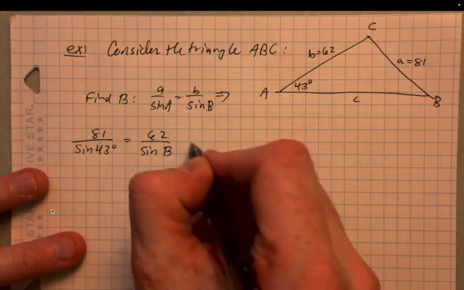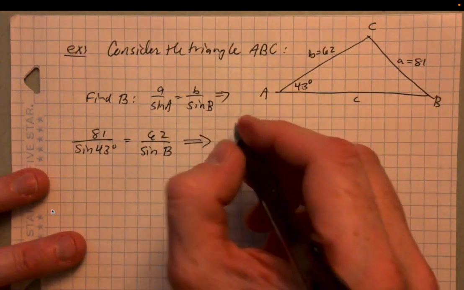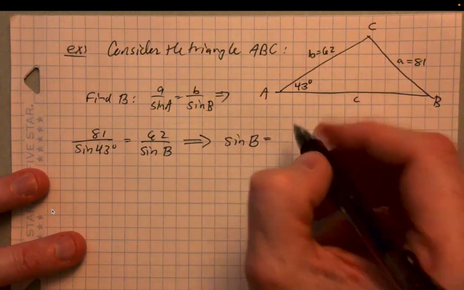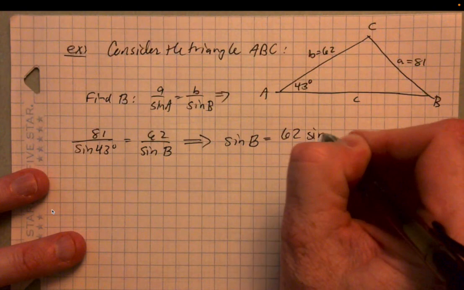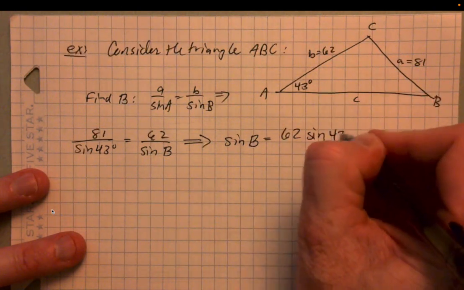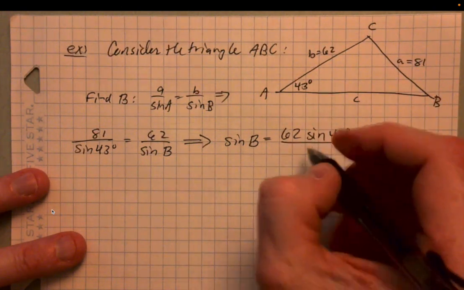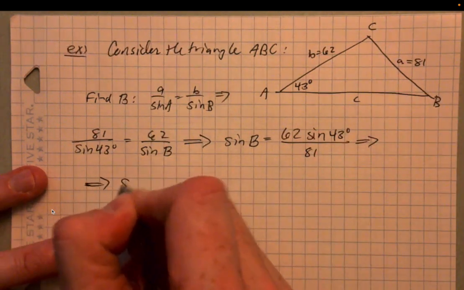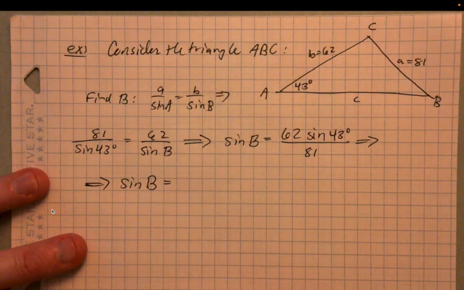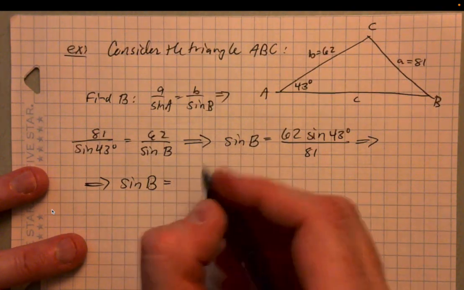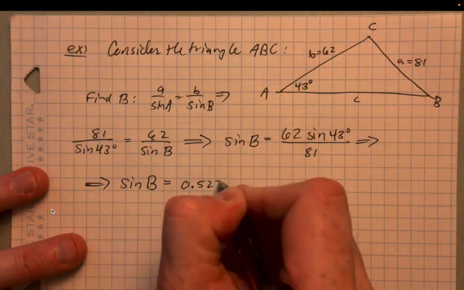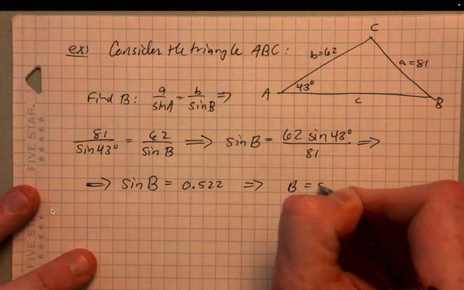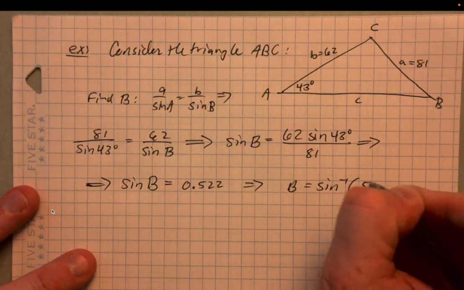All right, and we can do some algebra to this, and we'll see that the sine of B is equal to 62 sine of 43 degrees divided by 81. And so we'll see then that the sine of B is equal to 0.522. So a little better than a half, right? And that's going to imply that B is equal to the inverse sine of 0.522.